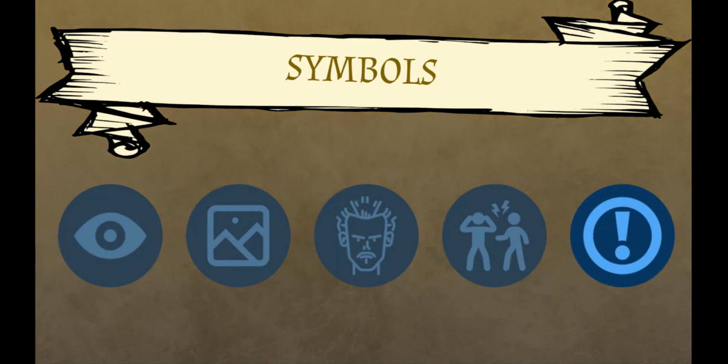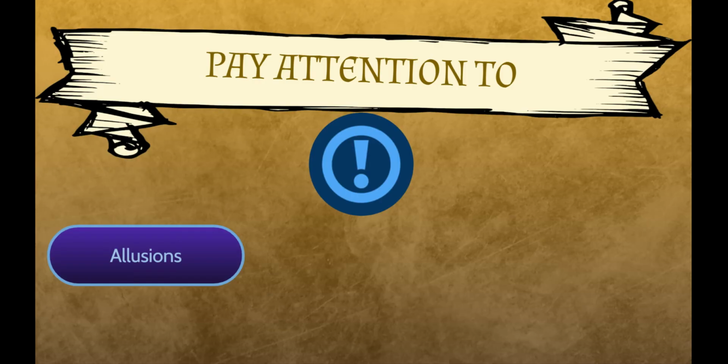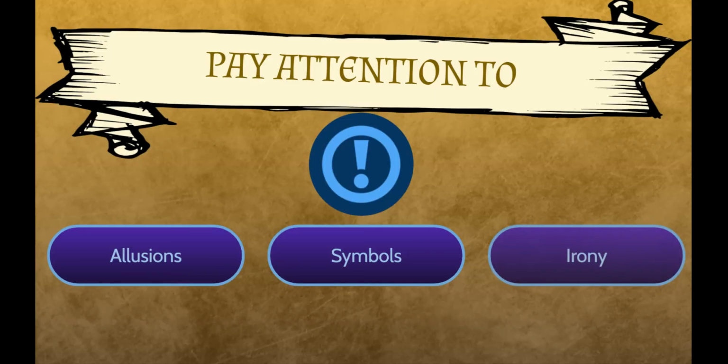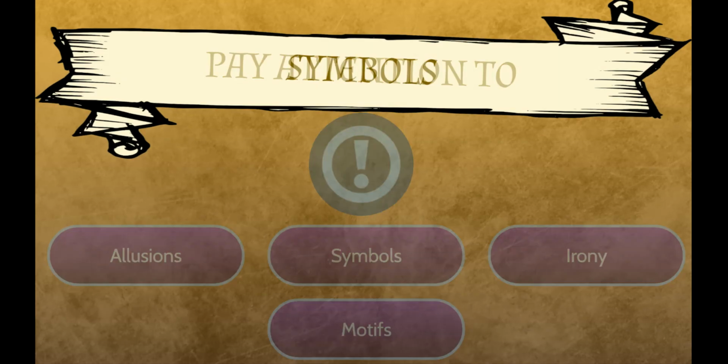So symbols, objects that kind of represent other things. So what we want to pay attention to with symbols, one, allusions, any kind of references to other works, which is difficult if we don't know what the reference is. Any kind of object that is symbolic. We can also look at ironic use of symbols here. And then motifs, some kind of pattern that comes up all throughout the story. Typically, a lot of times you'll get symbols that are revisited throughout a story. That would be a motif.